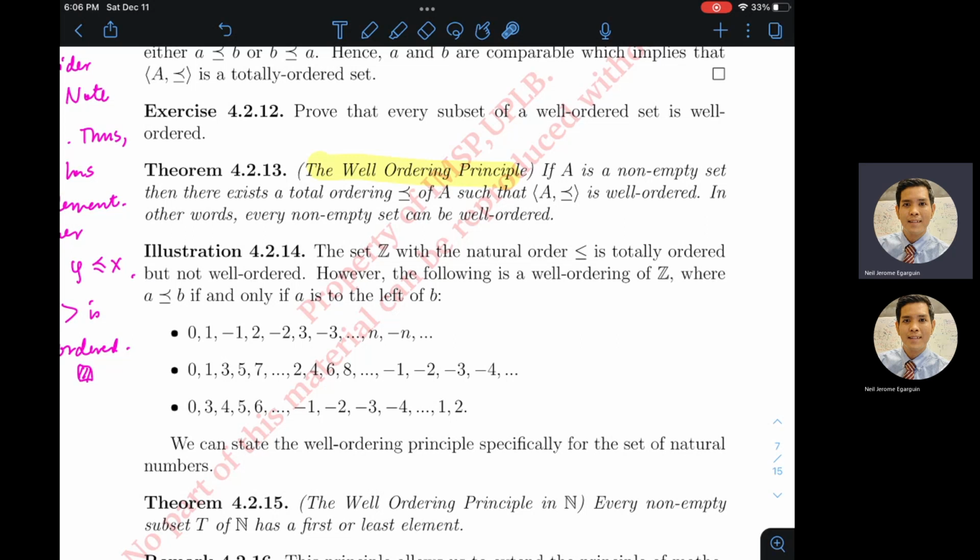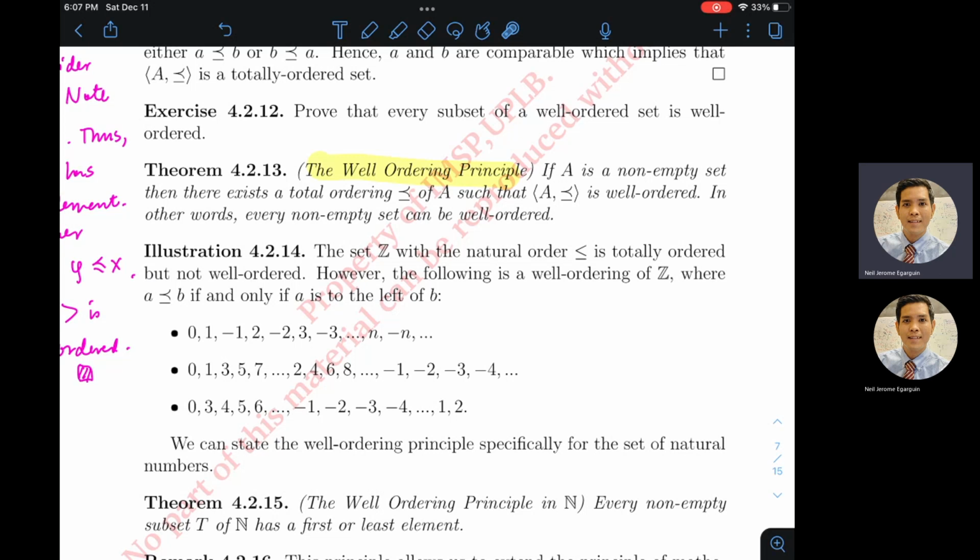So any search for such a well-order is not in vain kasi ginagarantiya ng Theorem 13 o ng well-ordering principle na lagi kang makakahanap o posible kang makahanap ng isang well-order sa isang non-empty set. So kailangan lang nating maging clever sa pag-define ng relation na yon. Right? So in illustration 14, we show how the well-ordering principle papakita niya kung ano yung mga posibleng well-orders na pinapromise ng well-ordering principle.